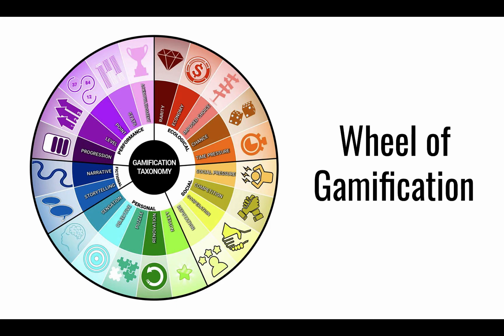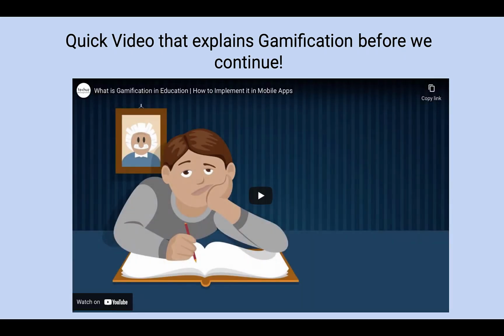This is a chart I found to help better understand how gamification can be broken down. You have 5 categories: performance, ecological, fictional, personal, and social. Gamification is a useful tool because it is universal. Next, I found a great and short clip to further explain gamification before we move right along.